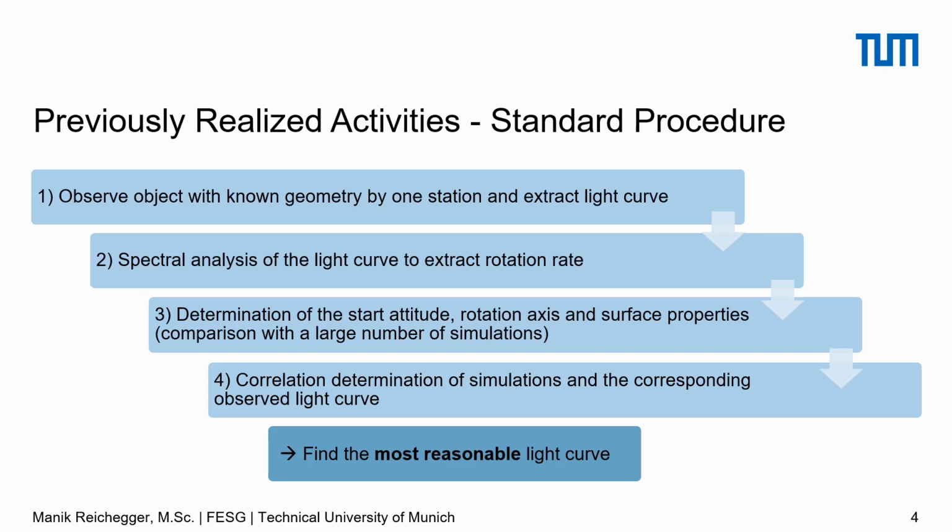The third step is to test different input parameters and simulate a large number of light curves. These curves are created with different input parameters such as surface properties, rotation axis, and orientations at the start of the pass. And then the last step is the calculation of the correlations between the observed and the simulated light curve. The goal is then to find the most reasonable light curve.